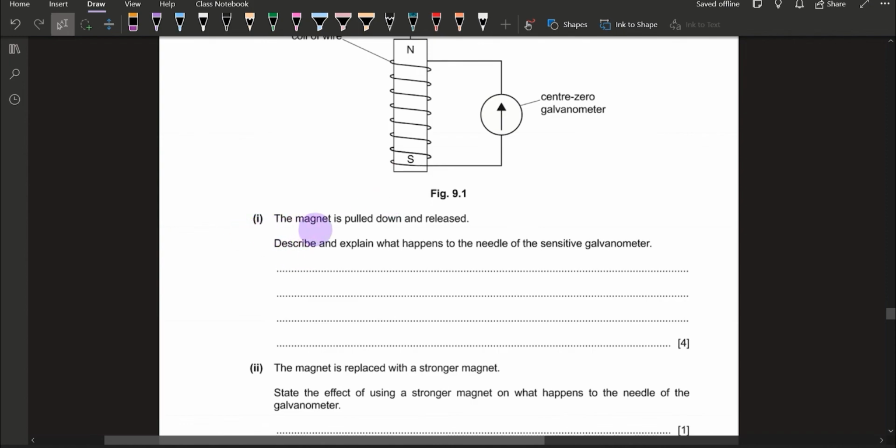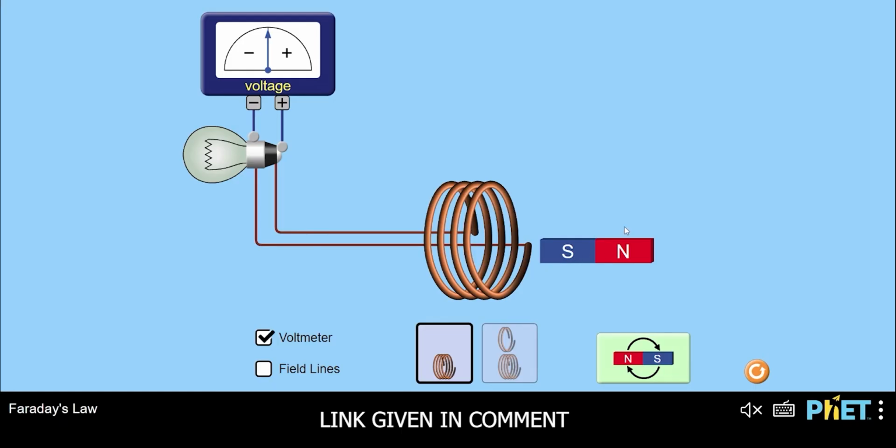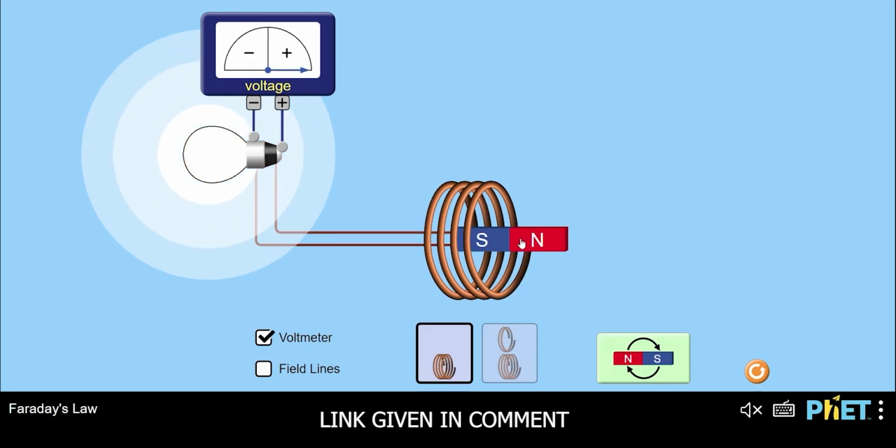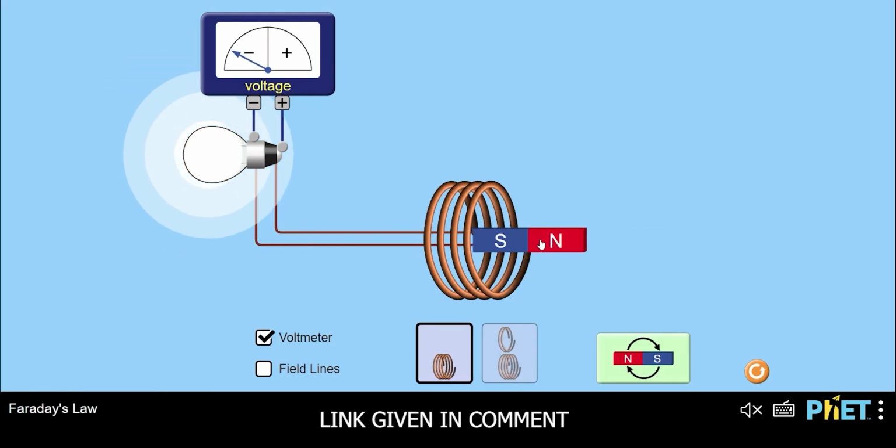So part I says the magnet is pulled down and released. Describe and explain what happens to the needle of the sensitive galvanometer. So here I'm showing you an illustration of what the question is basically trying to explain. It's not an exact accurate representation, but you can get the idea out of this. So when I'm trying to move the magnet here, you can see the galvanometer is showing some changes in the needle, left to right. And as I slow down, the galvanometer needle moves slowly as well.